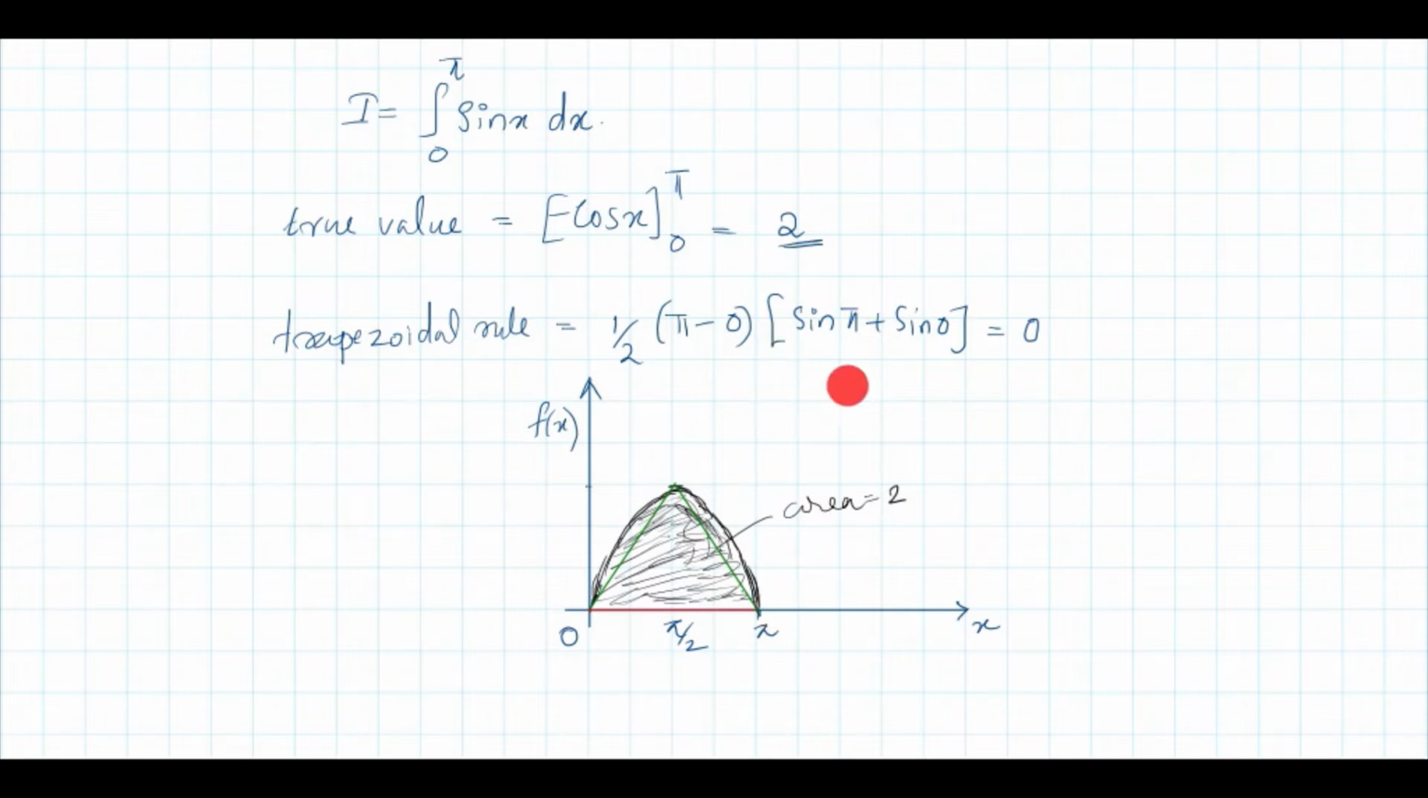Then the area between this red line and the x-axis is 0. So the trapezoidal answer will be 0. Half into upper limit minus lower limit times function evaluated at upper limit plus function evaluated at lower limit. Sin pi is 0, sin 0 is 0. So the trapezoidal rule will give you an answer 0. Error is 2. So 100% error.